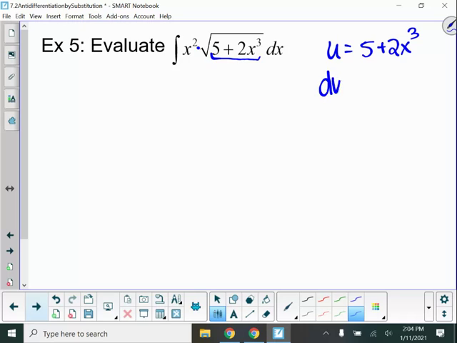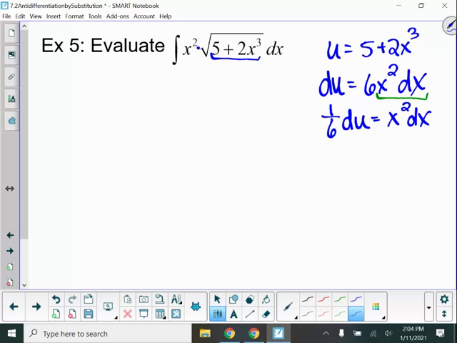However, when I take the derivative here, the derivative of 5 is 0, the derivative of 2x cubed is 6x squared dx, and while I don't have a 6x squared dx, I do have an x squared dx. So if I can get that x squared dx by itself, I can replace that with something. Because I have an x squared and I have a dx, and I can rearrange those in the problem. So to move this 6 over, that's going to be 1/6 du is equal to x squared dx.